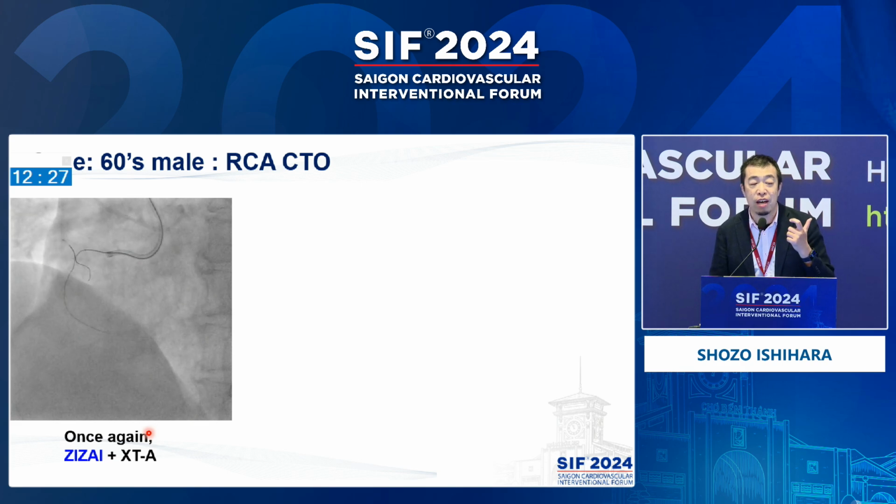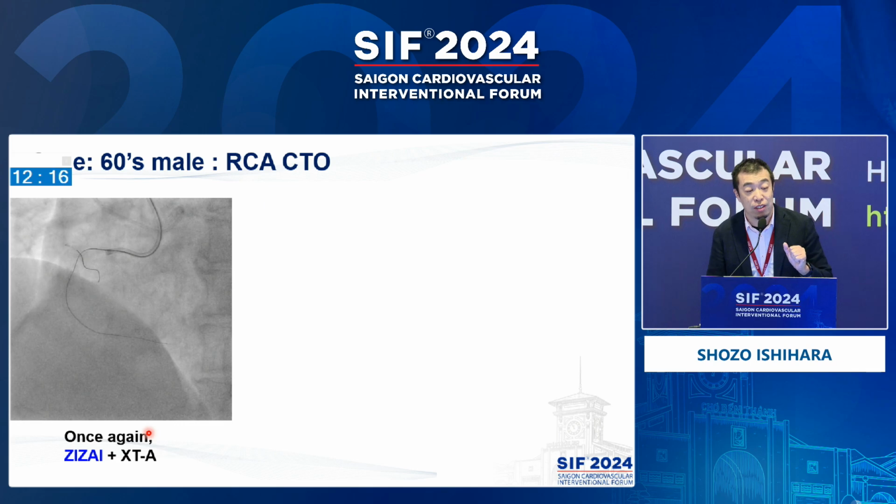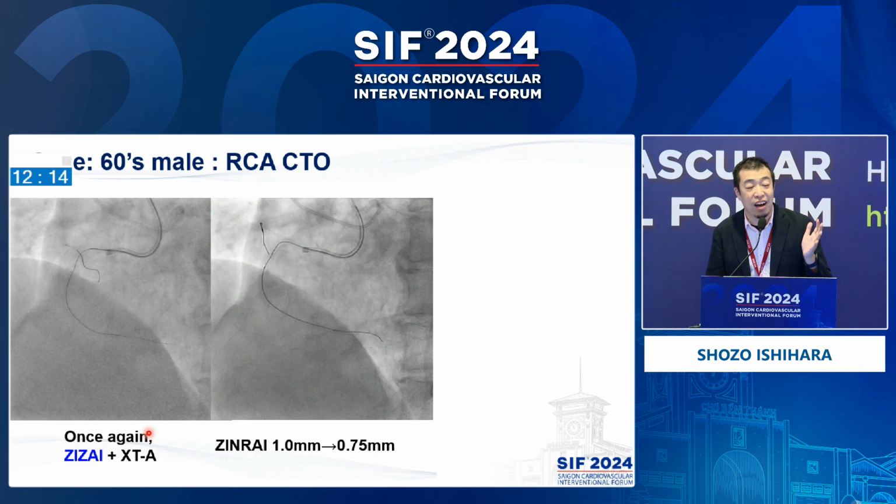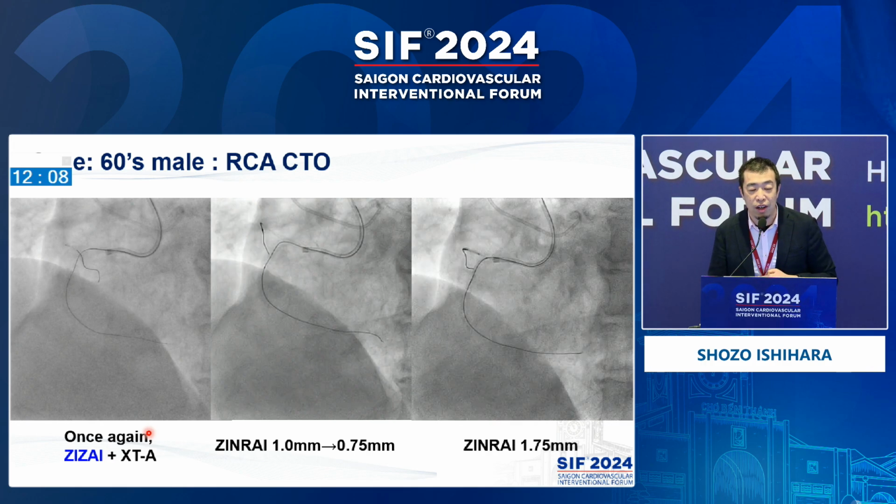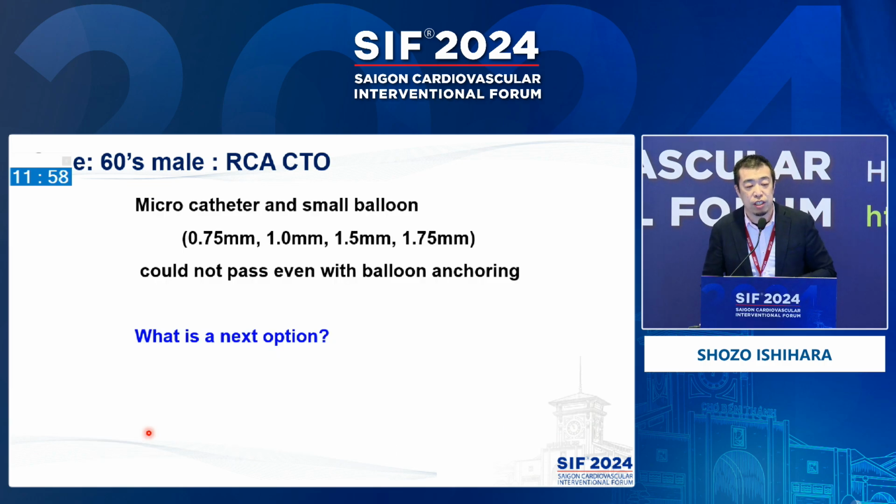So change it to the normal workhorse microcatheter like FineCross, or this time in Japan, we can use the Jizai, almost nearly the same microcatheter as a FineCross. So that crossed, fortunately, and also I opened up with 1.0, not crossed, and 0.75, a little bit advanced, and then advanced to 1.75. But even these kinds of small balloons couldn't cross the region.